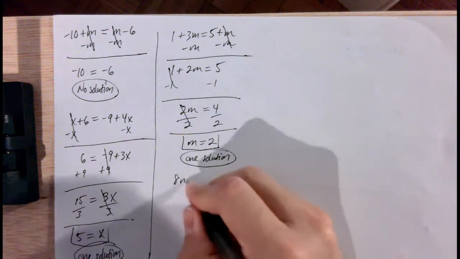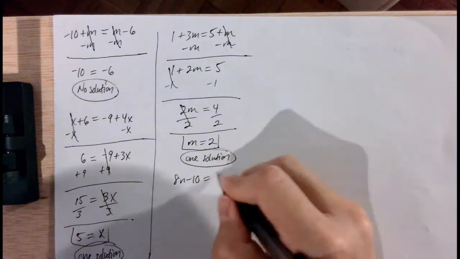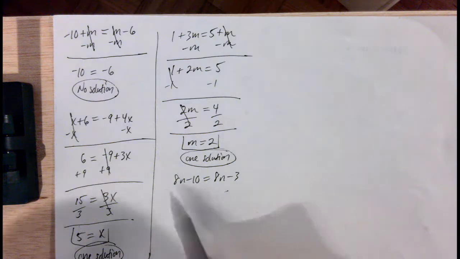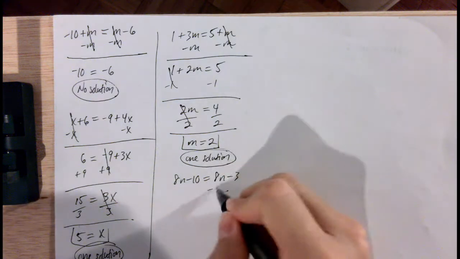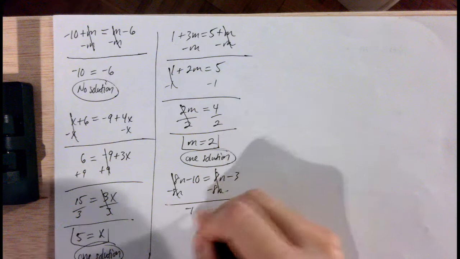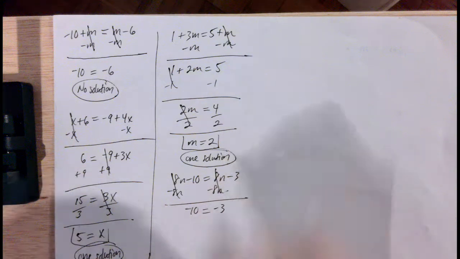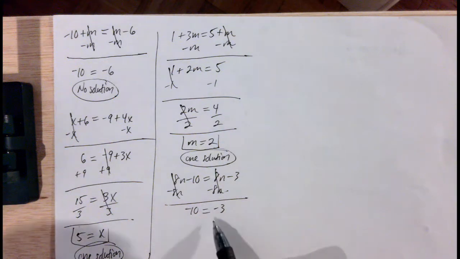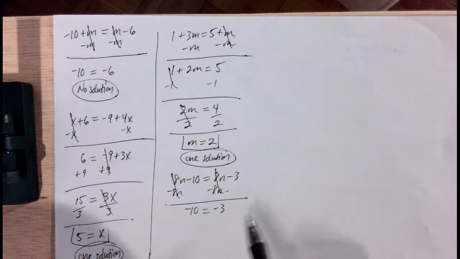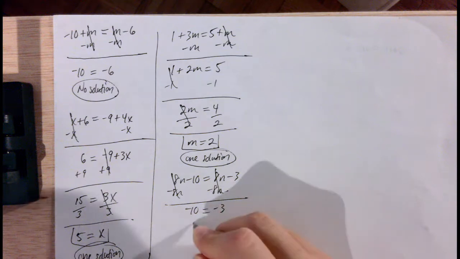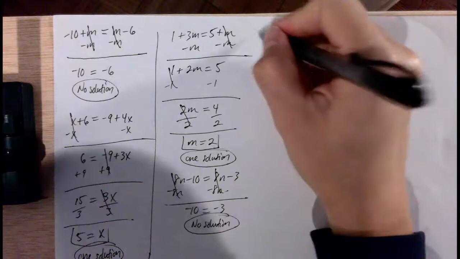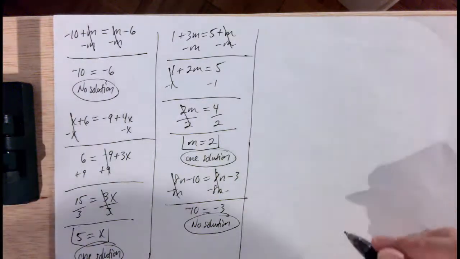I have 8n minus 10 is equal to 8n minus 3. Now, I'm going to immediately identify that my variables are the same here. So most likely, if I subtract any of these variables, they will cancel, and I'll be left with a statement. Negative 10 is equal to negative 3. There's no variable, so I don't have to solve, but I have to determine if it's a true or false statement. Negative 10 is not equal to negative 3, so I'm just going to write no solution, and I'm done with the problem. Let's look at two more examples.